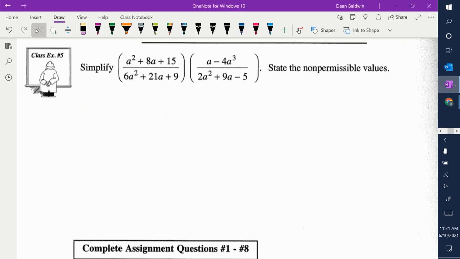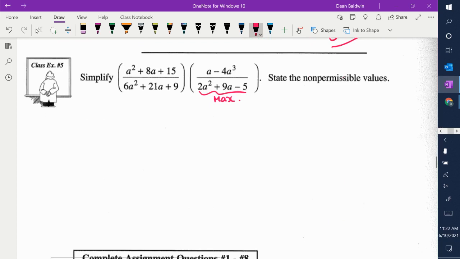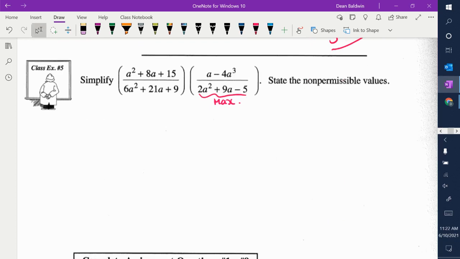Question of the day. Really big, really ugly, but what is your first step every single time? Factor. So we're going to break this up. We're going to assign it to people because Max is so good at factoring. Max is going to factor this bit. Max, just the bottom. I just want you to factor the bottom. Who wants to factor this? Who wants to factor this one?